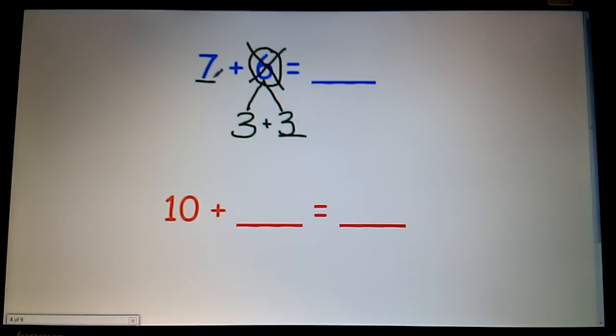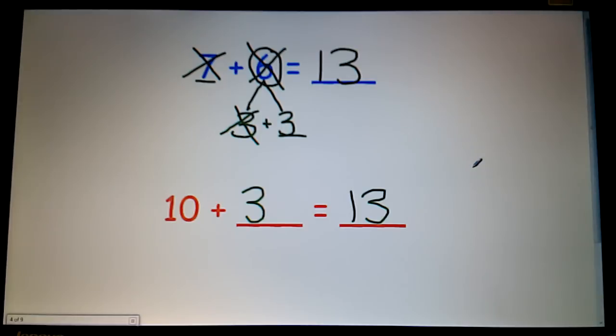Now let's look back at those partners to 10. 7 plus 3 gives me 10, and that's an easier way for me to add. I can cross out these numbers. The only number I have left is 3. To solve 10 plus 3 more is 13. And I should also plug my answer in the problem above it as well. 7 plus 6 is 13.